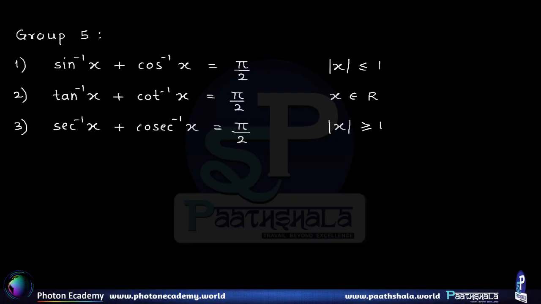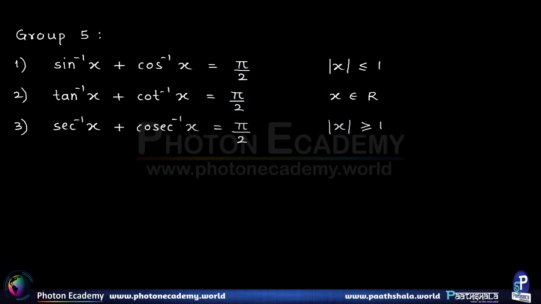Now here is the fifth group of properties. We have sin inverse of x plus cos inverse of x equal to pi by 2. Then tan inverse of x plus cot inverse of x is also equal to pi by 2. And lastly sec inverse of x plus cosec inverse of x is also pi by 2, provided of course their respective conditions are met.